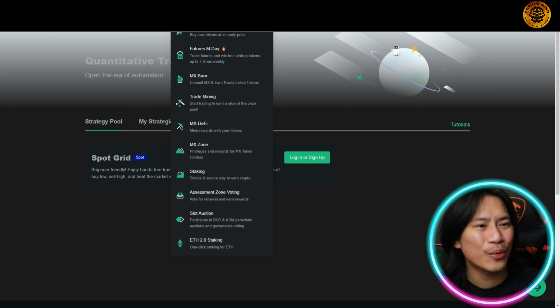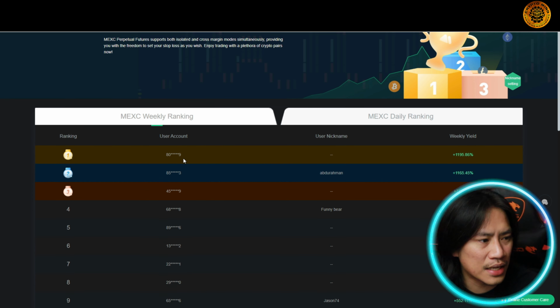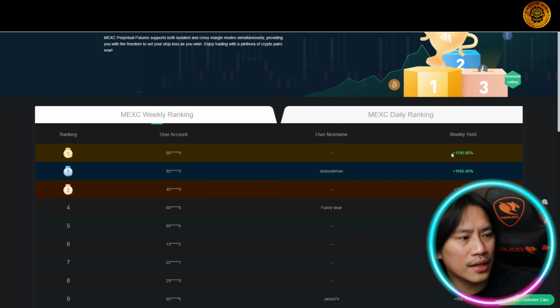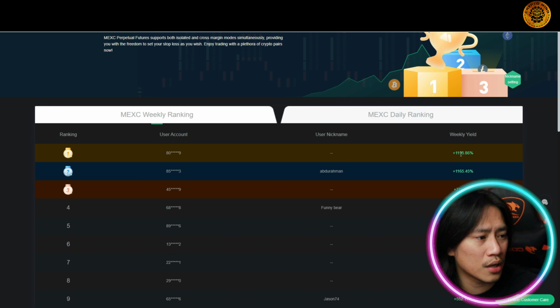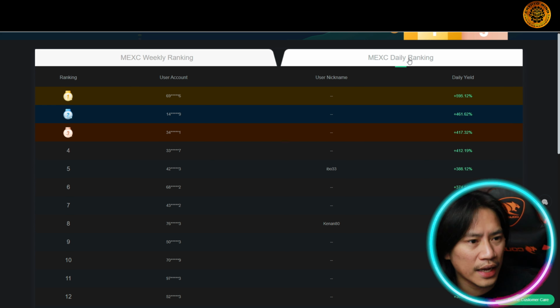So okay, anyway, you have different futures trading there. You have USDT-M, you have Coin-M, you have Futures M, demo trading, leaderboard. Let's go ahead and click on the leaderboard and see. Look at that. Weekly yield 1,195.86%. Wow. I think it's safe to assume that these guys are pretty much experts in crypto trading already. So hopefully we'll get to that caliber.